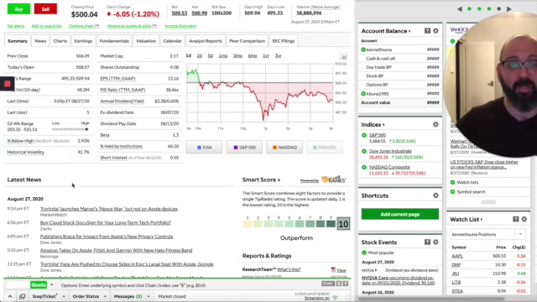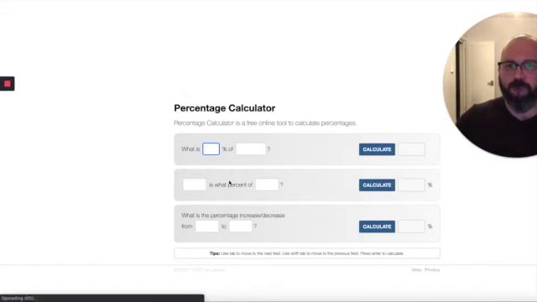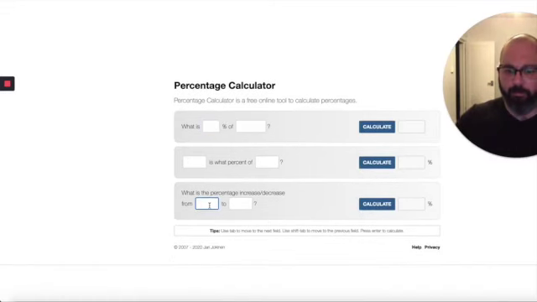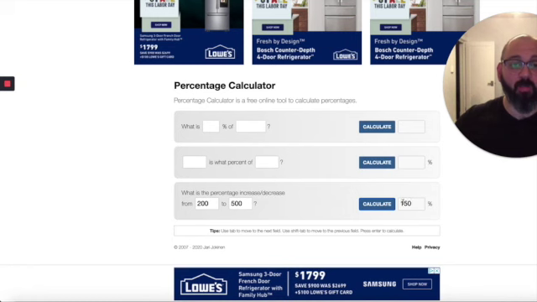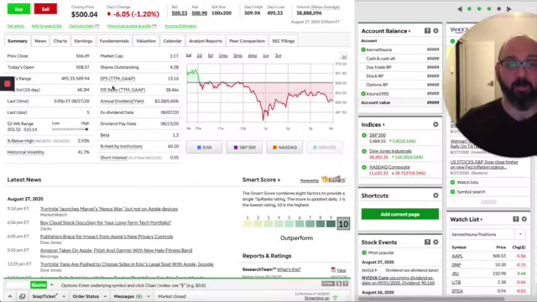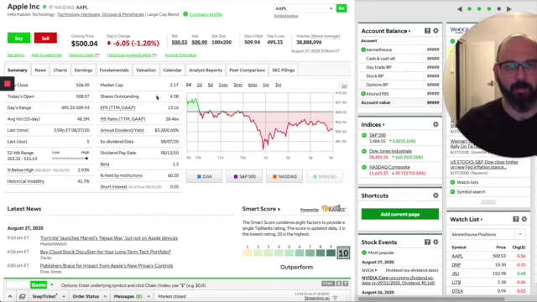This $203 to $515 is over 100% increase in like no time, right? It's 100%. I believe it's 100%. Let's go to the percentage calculator. Let's just do 200 to 500. It's 150% increase in the stock price. That's pretty substantial. So do you really care that they pay under 1%? You know what I mean?